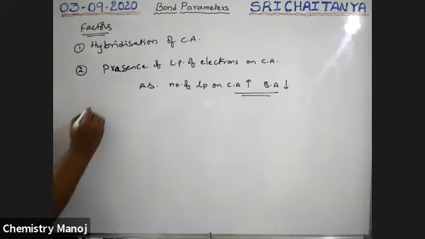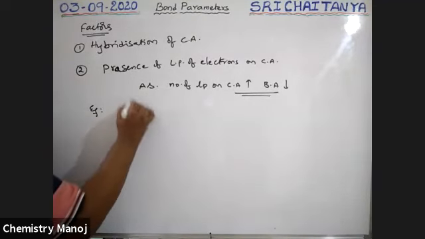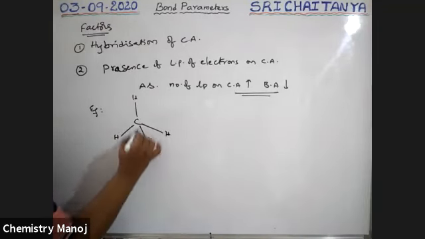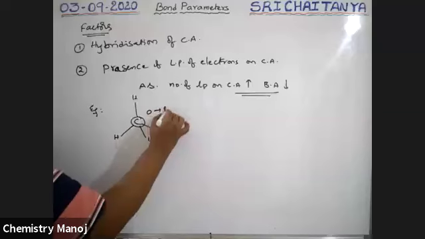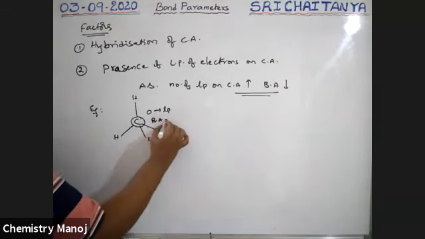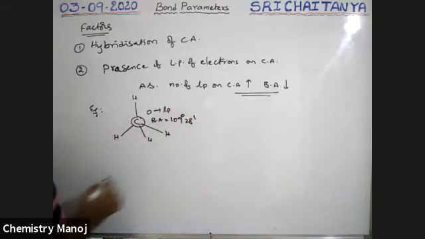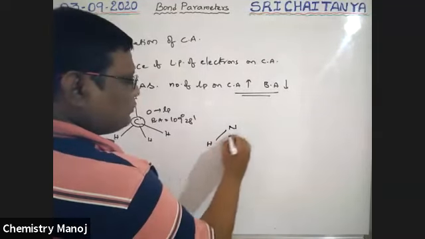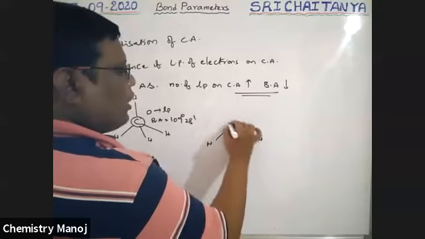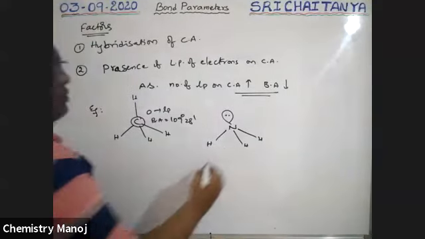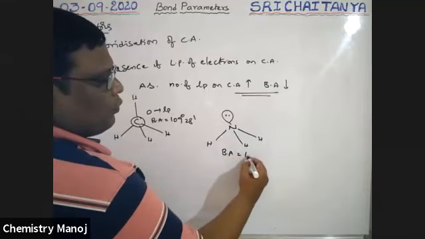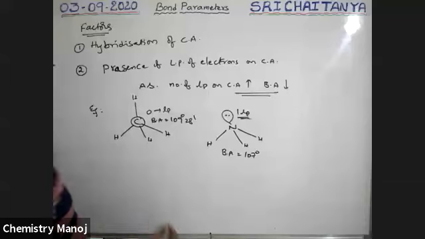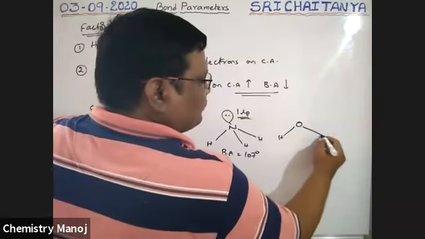The best example for that is CH4. Carbon has 0 lone pairs, and the bond angle is 109 degrees 28 minutes. Next, NH3. Nitrogen has 1 lone pair, so here the bond angle is 107 degrees. Next, H2O.